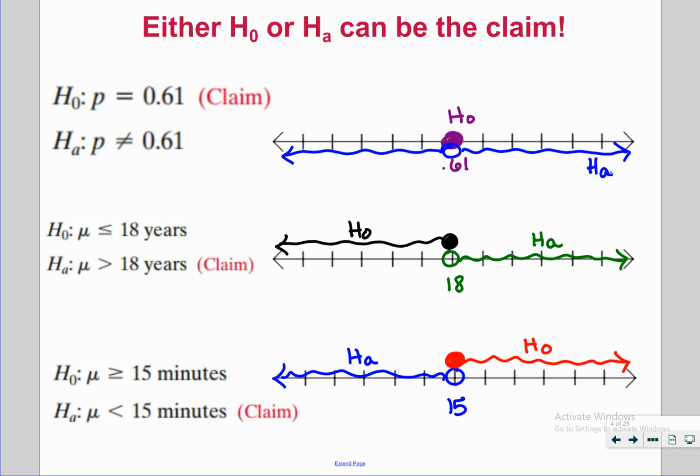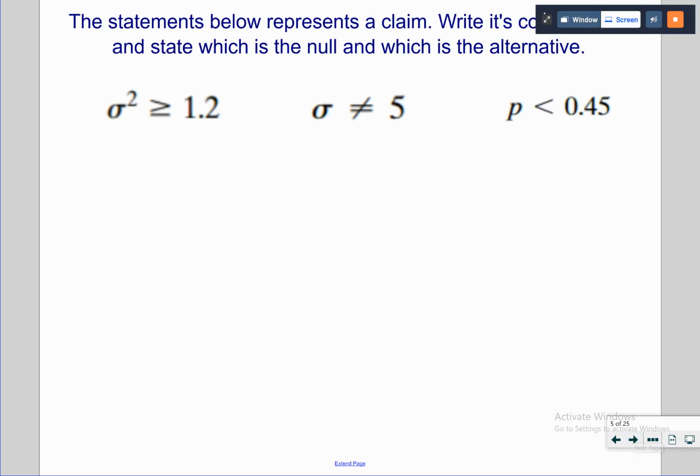Any questions on those? Okay, next up. All right, what they're giving us in each of these is a claim. We need to decide if the claim is a null or alternative hypothesis, and then once we know that, we're going to write the other one.